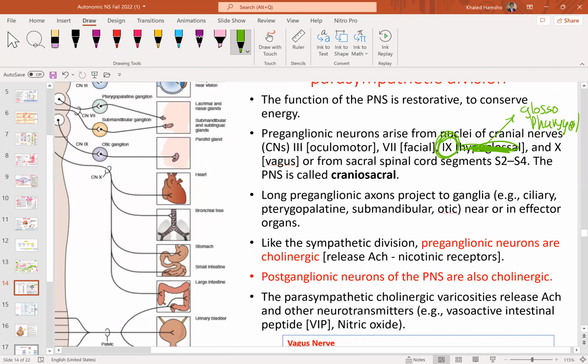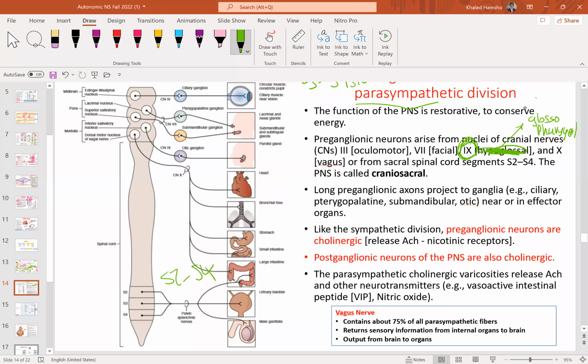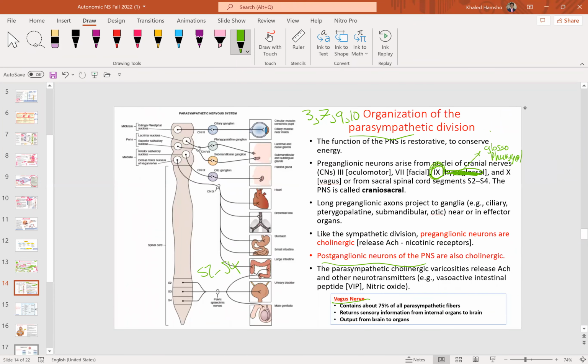Other than that, we mentioned that it was 3 cranial nerves, so the parasympathetic. We said it was 3, 7, 9, and 10, and then obviously S2 to S4 over here. And this is just the organization of it. We already discussed all of these. And then we mentioned that the vagus nerve is 75% of all parasympathetic fibers. Last thing is just the function over here. You can go over this on your own.